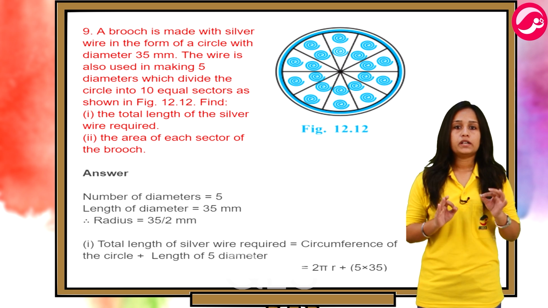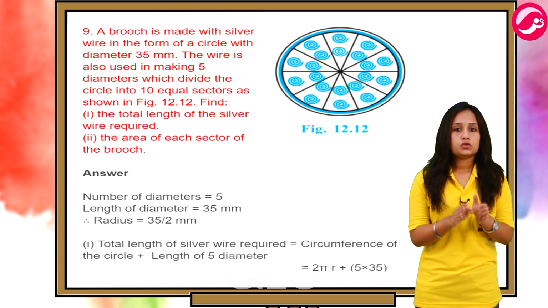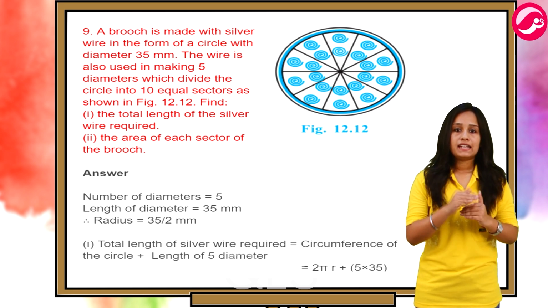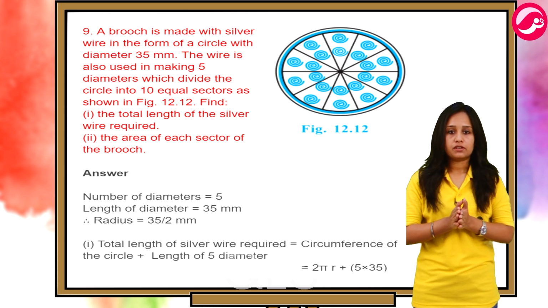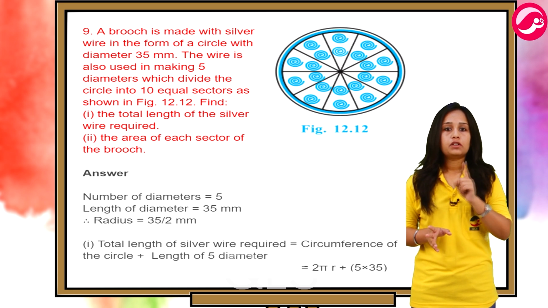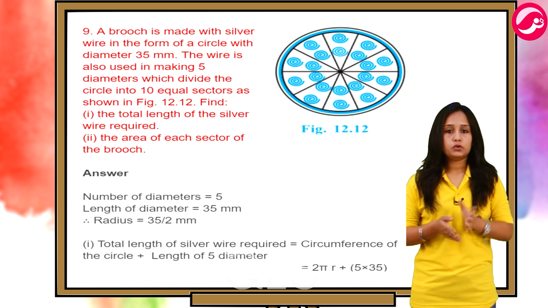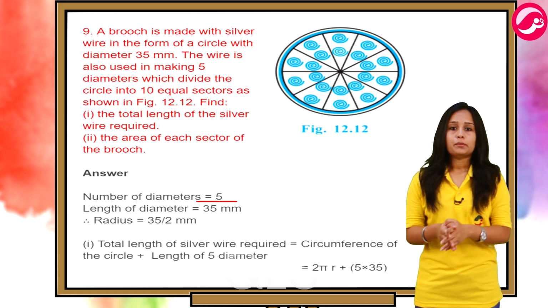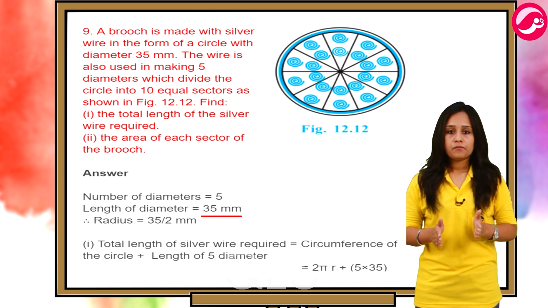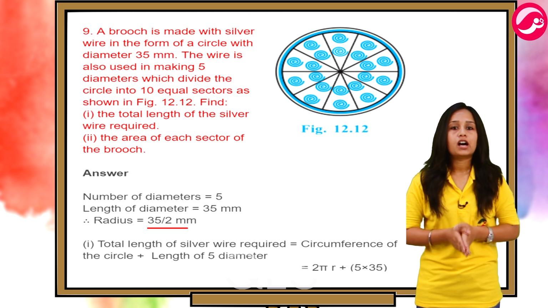Now, the next problem says that a brooch is made with silver wire in the form of a circle with diameter equal to 35 mm. The wire is also used in making 5 diameters which divide the circle into 10 equal sectors as shown in the figure. Now, we have to find number 1, the total length of the silver wire required, and number 2, the area of each sector of the brooch. Now, we are given number of diameters equal to 5, length of the diameter equal to 35 mm, and therefore radius will be equal to 35 by 2 mm since it is half of the diameter.